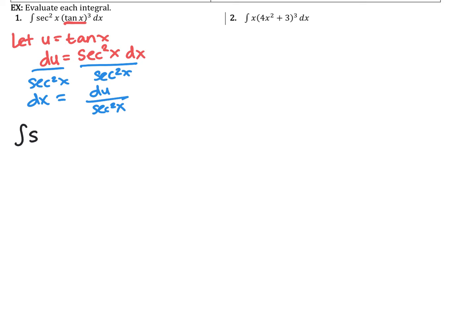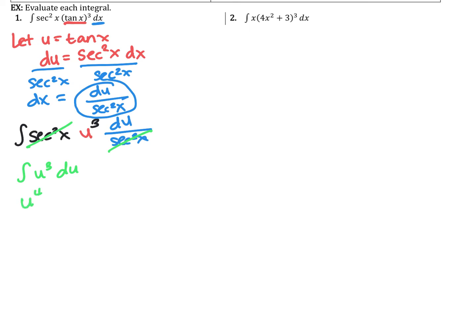So I had the integral of secant squared. The underlined part in red up there is going to become u, and tangent was originally to the 3rd power, so that's going to stay. And then I'm going to replace dx with what I just found out that dx can be replaced with, du divided by secant squared x. Now I'm going to simplify anything that simplifies, so I notice that I have a secant squared x in a denominator and a secant squared x in the numerator, and I'm going to rewrite this as the integral of u to the 3rd du, which means now I can apply the power rule.